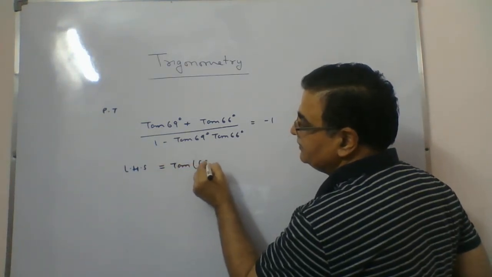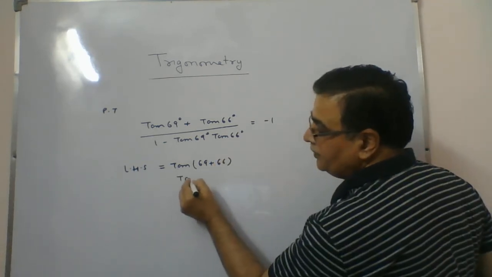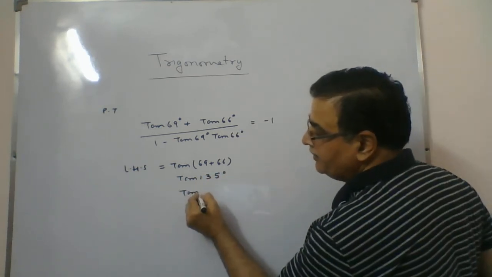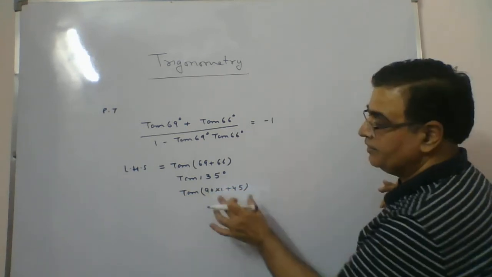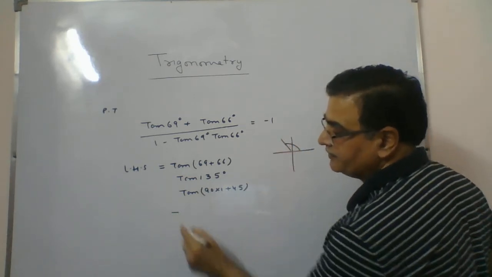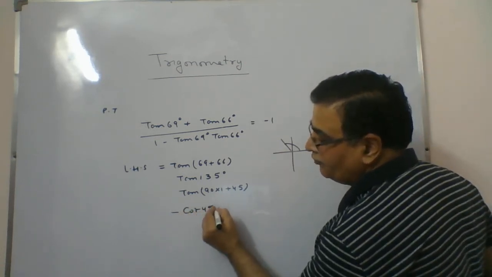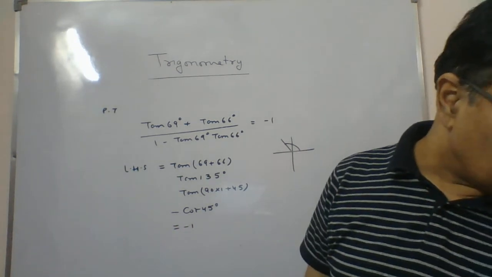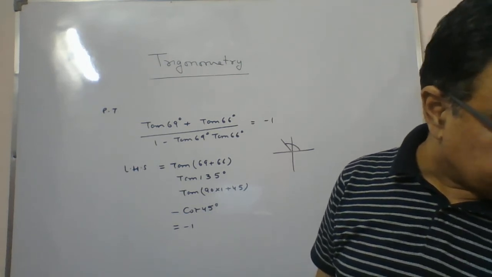Formula says tan A plus B. So it will be tan 69 plus 66. And when you solve it, it will come out to be tan 135 degree. Tan 135, I can write this as 90 into 1 plus 45. Now it has gone in second quadrant. Second quadrant, what you will say about tan, it will be minus. And it's an odd multiple, so it will come as cot. So cot 45 degree. And cot 45 is nothing but minus 1. So it is another question which we can do easily. Next question, write down please.